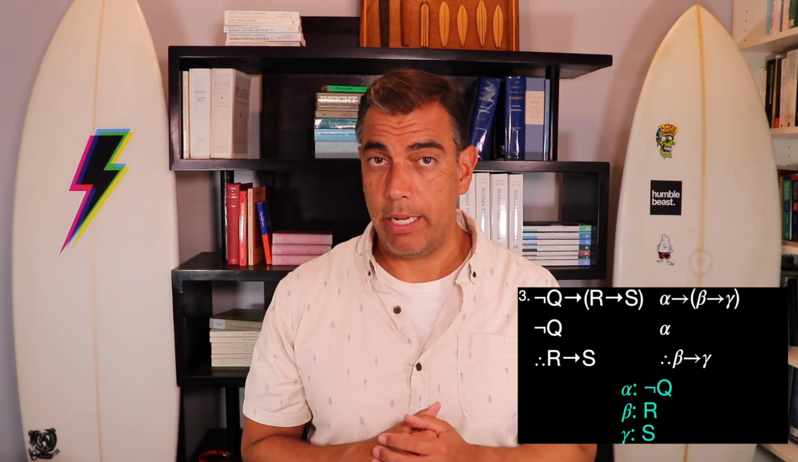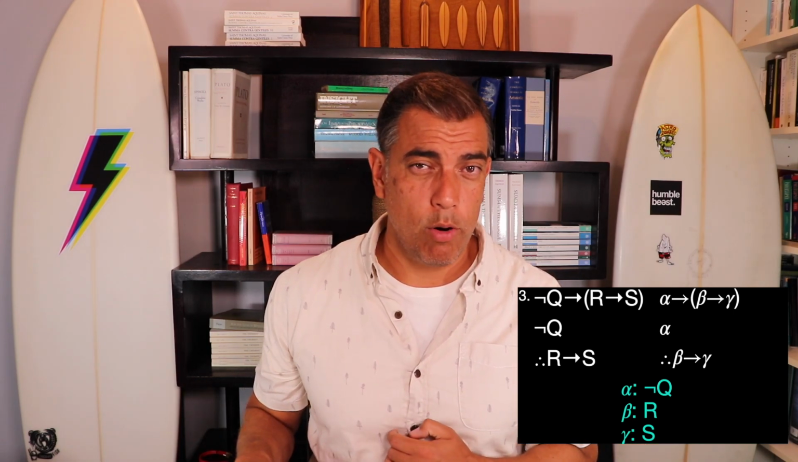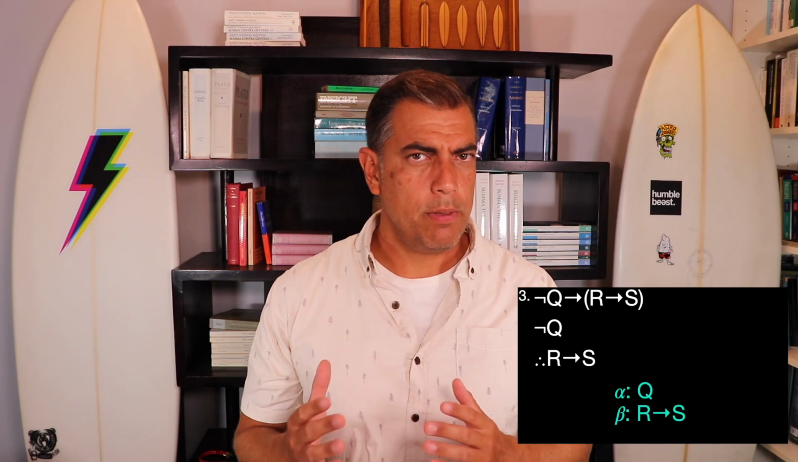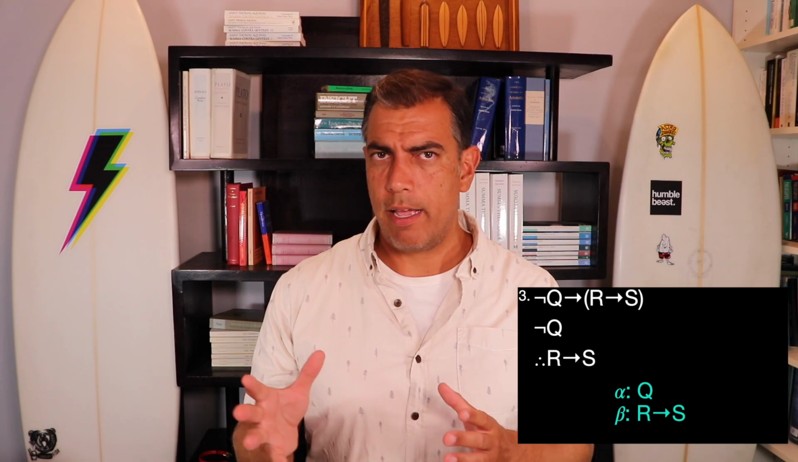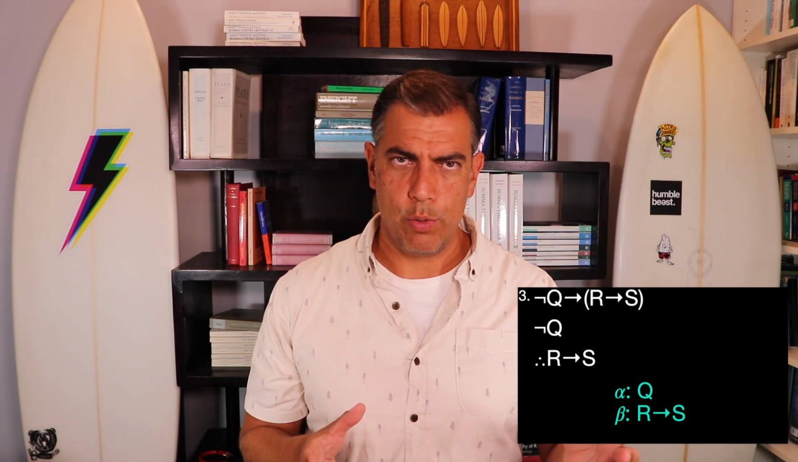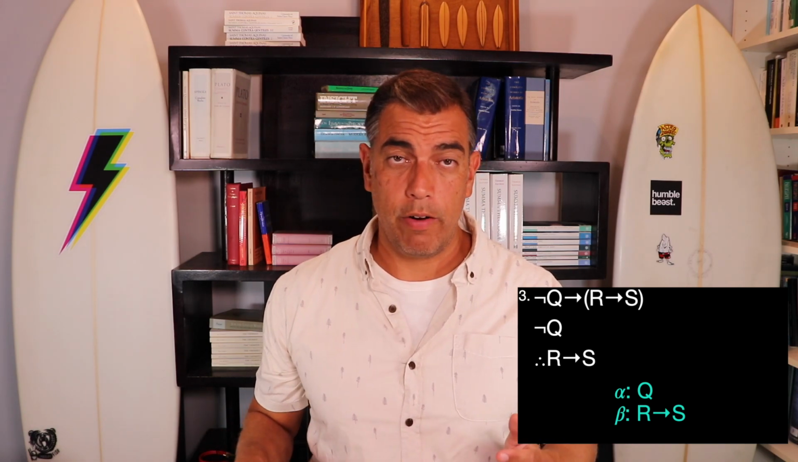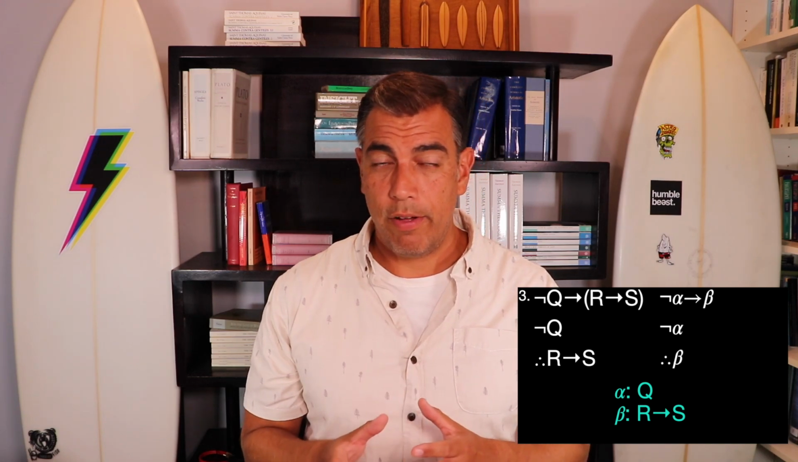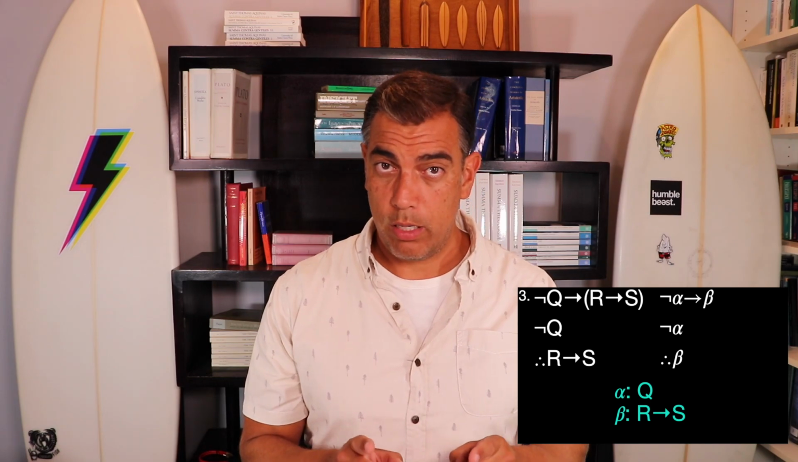And that's a little bit cleaner, right? It's a little bit more obvious to see what's going on here. But now I also see that if R then S appears a couple of times there. Well, let's make beta if R then S, and we'll make alpha Q, and then we'll have our following argument form. If not alpha, then beta, not alpha, therefore beta. That's a lot more clean, right?